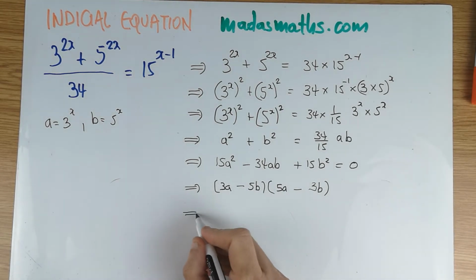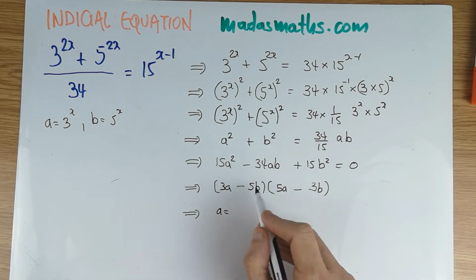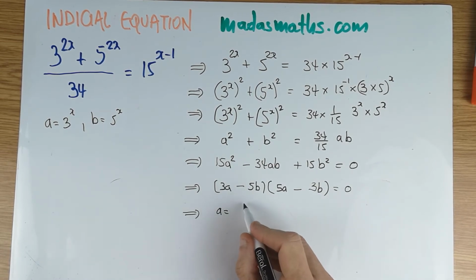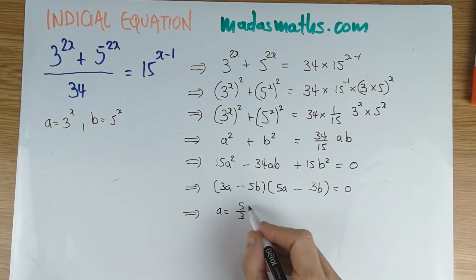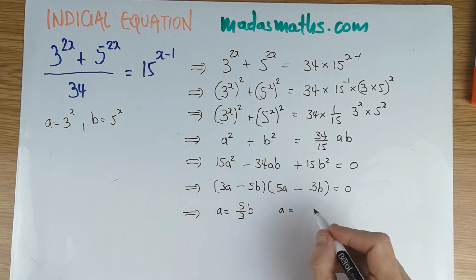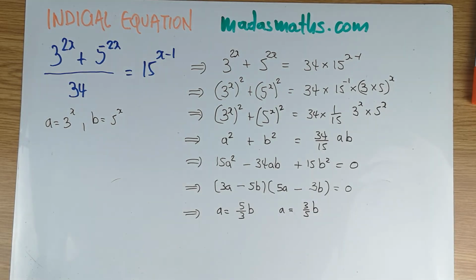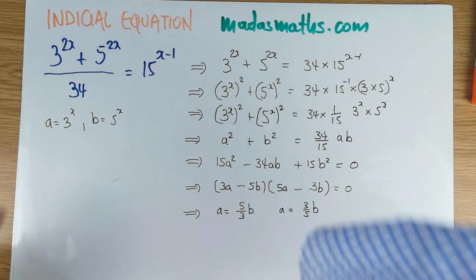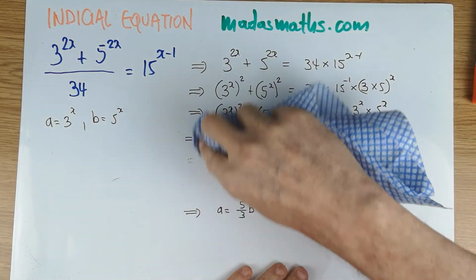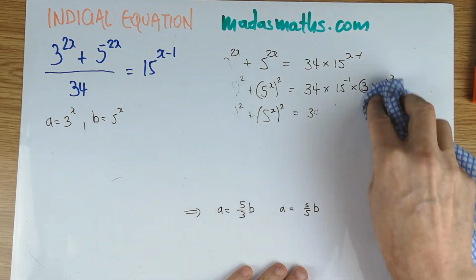Pardon me. So there are two possibilities in here. Your a, from this bracket here equal to 0, is either 5/3 of b, or your a is equal to 3/5 of b. And what does that mean? Well, remember what a and b stand for. So we need to create a little bit of space. And I think we're practically at the end of this equation now.